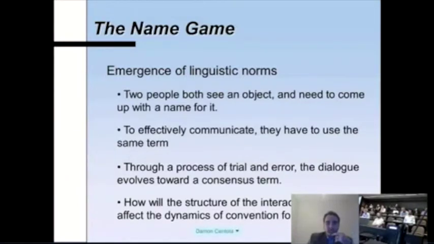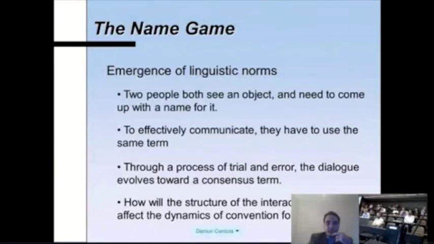Now, they independently propose names for this object. And then each time they both propose a name, they can see which name the other person proposed. And they accrue a memory of options. And then as this memory increases and increases, people are able to eventually, through a process of trial and error, figure out what option the other person is going to say next. And then they're able to come up with a consensus term.